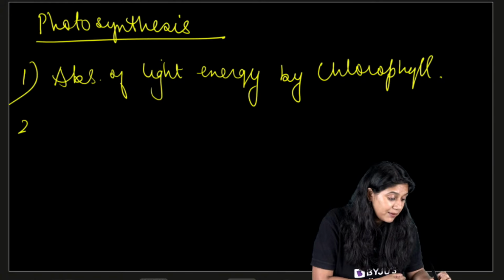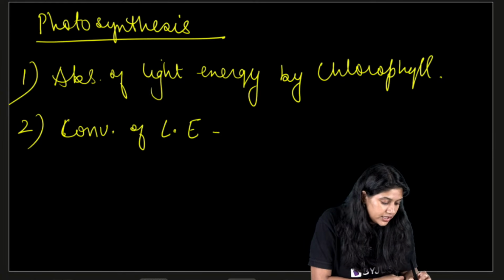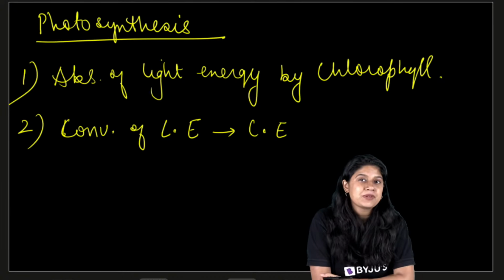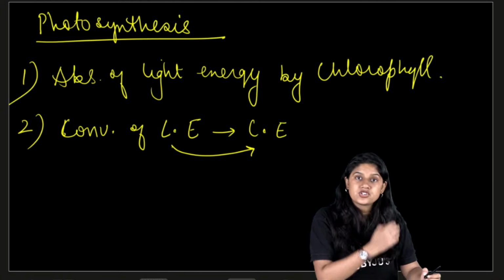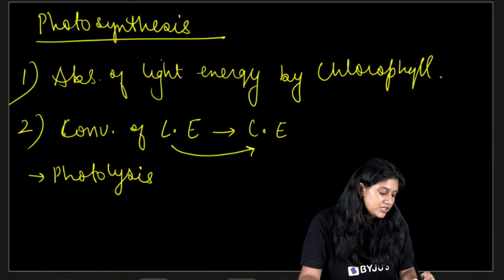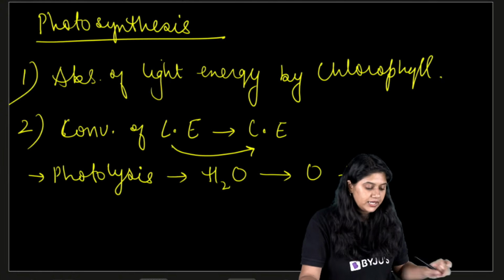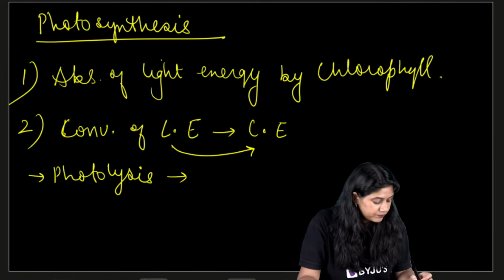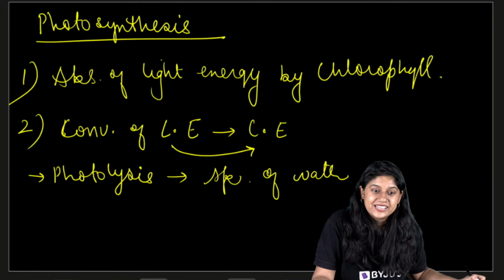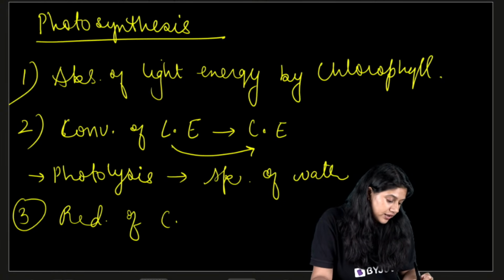The second step, everyone, is the conversion of light energy to the chemical energy. You agree, right, everyone? Light energy into the chemical energy. So this energy will be changing into the chemical energy. And then, of course, we have photolysis. What is photolysis? Splitting of the water molecules, and it will be forming the oxygen and, of course, the hydrogen. Clear, everyone? Splitting of water. Third step, what we have is the reduction of carbon dioxide to the carbohydrate.